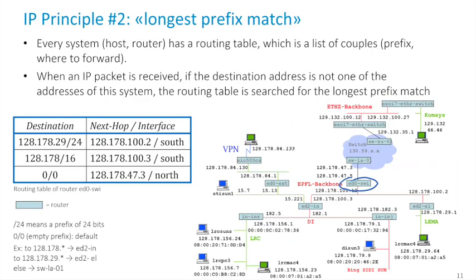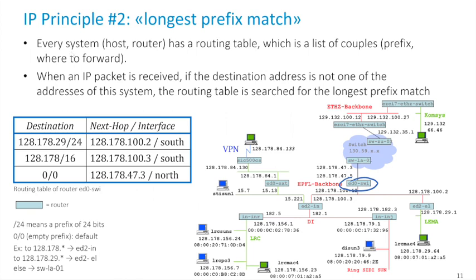That was the first principle of IP. So the first principle was we use packet switching. Every packet has a source and destination address, and the addresses are 32 bits long, with IPv4 at least. Second principle is called longest prefix match, and that's really what made the internet scalable.